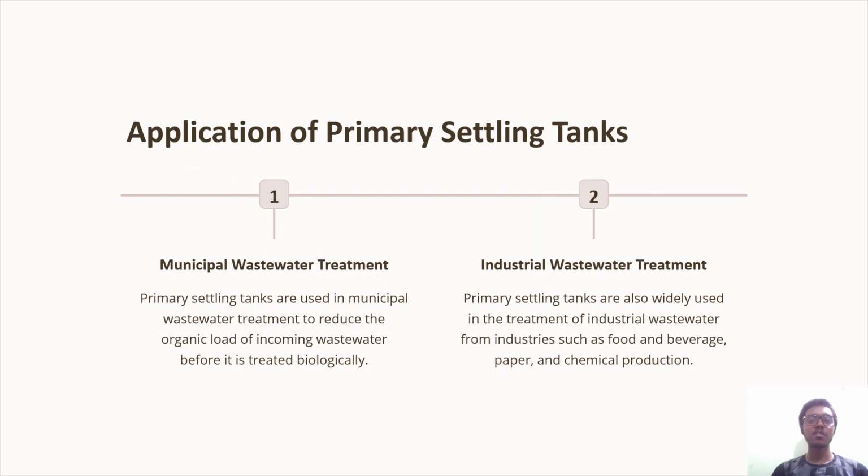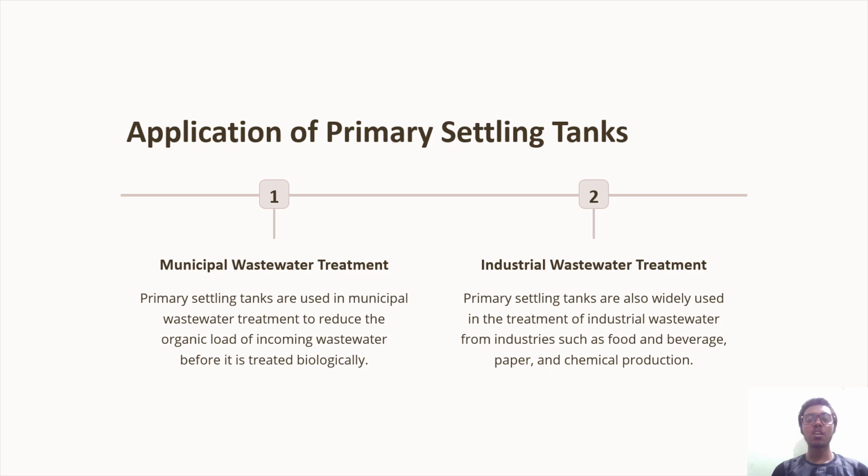Application of primary settling tanks. The first application is municipal waste treatment and the second application is industrial wastewater treatment. We will go to the first one, municipal waste treatment. Primary settling tanks are used in municipal wastewater treatment to reduce the organic load of incoming wastewater before it is treated biologically. And the second, which is industrial wastewater treatment.